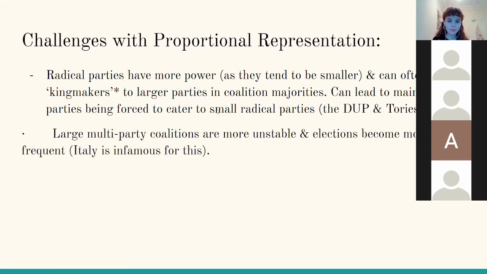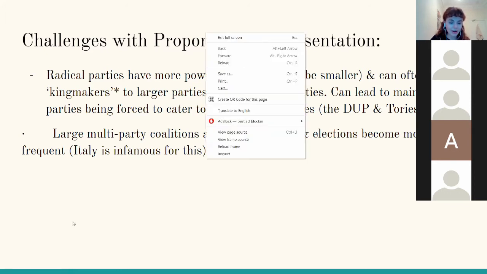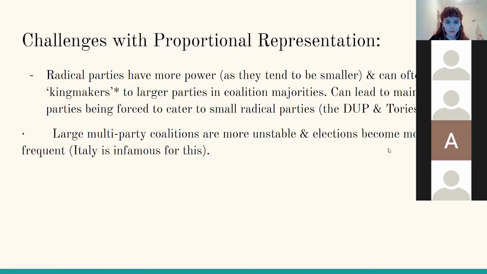You also have large multi-party coalitions being a lot more unstable and elections becoming more frequent. Italy's infamous for constantly having elections all of the time because their governments can never agree on anything. And when they're in the process of building governments, it takes a really long time for them to come to agreement. So they just get a lot less done in general.